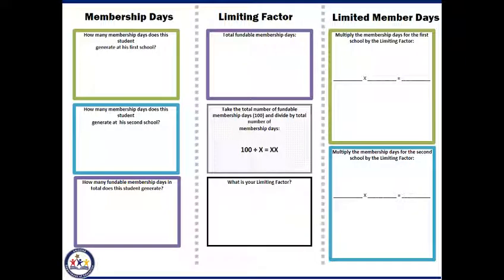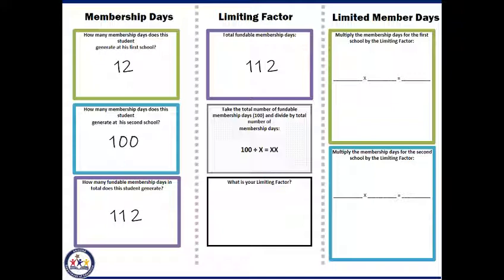There's Mesa. He was able to generate since the beginning of his calendar, with Mesa's calendar not being interrupted at all. So first, how many membership days did he generate for his first school? The answer is 12. How many membership days does he generate at his second school, Mesa High? Their calendar hadn't even started until August 8th. So he was able to generate 100 days. So if we count 100 plus the 12, how many fundable membership days does a student generate? 112. So total fundable membership days are 112.